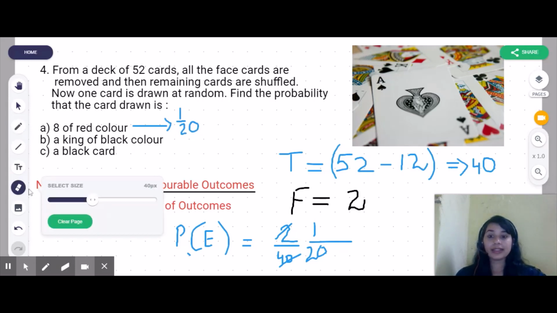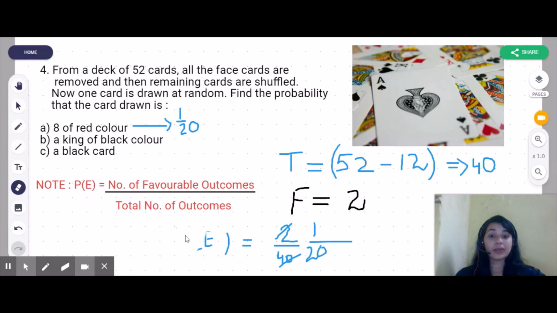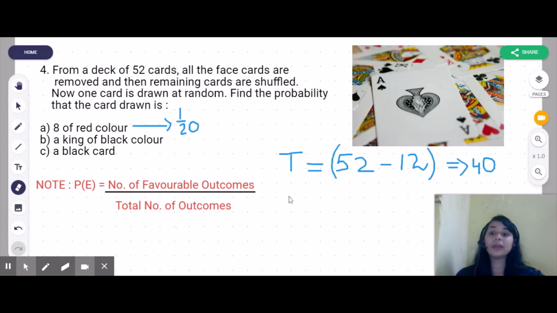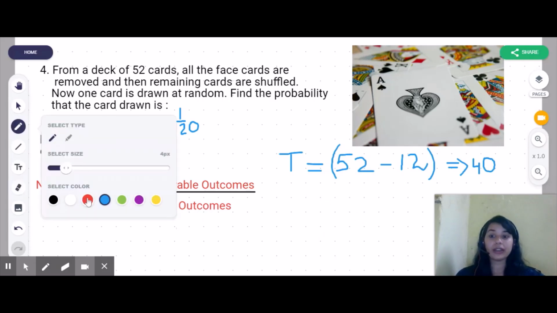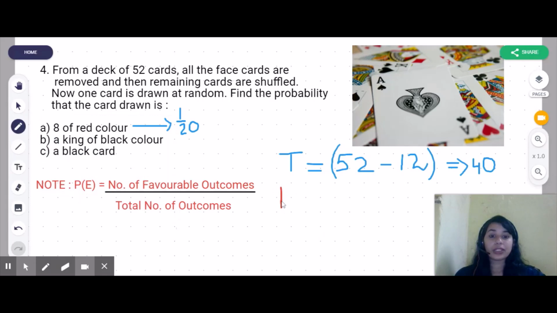Let us now erase it quickly so that we may proceed with the second part of the question. Again, I'm not going to erase my total number of outcomes, only my favorable outcomes are going to be different. So let us denote it again by letter F. And what do we have to get? I have to get a king of black color.